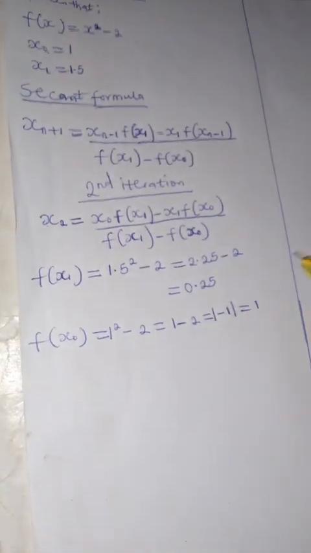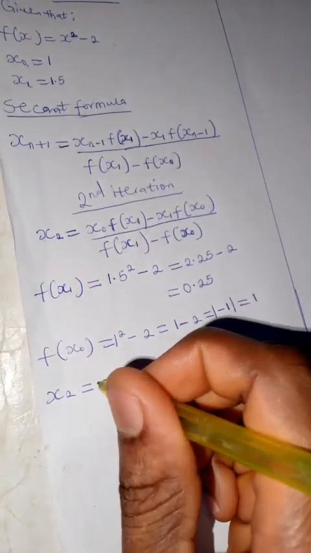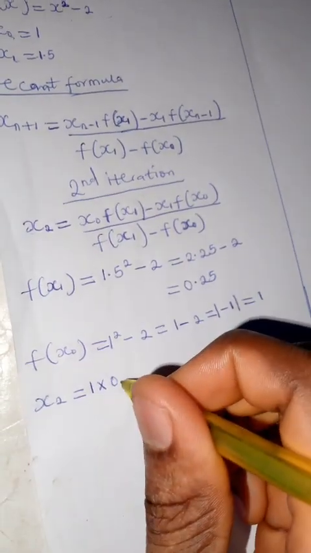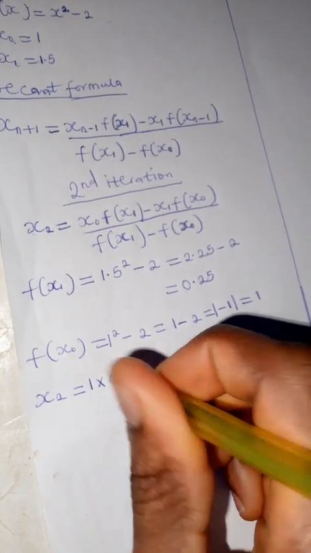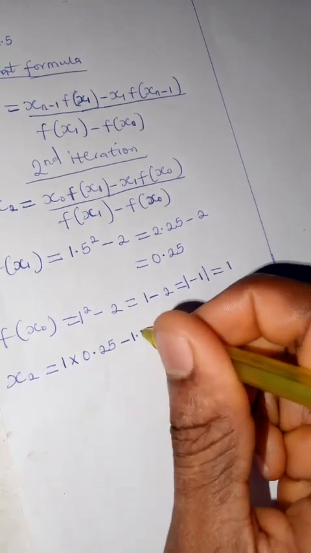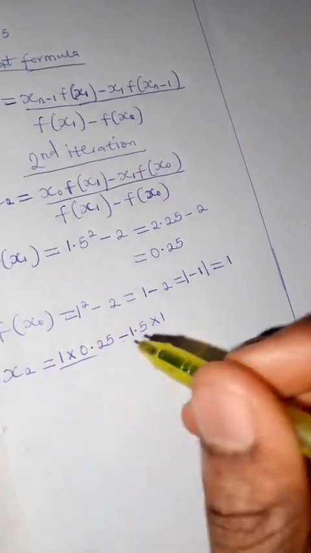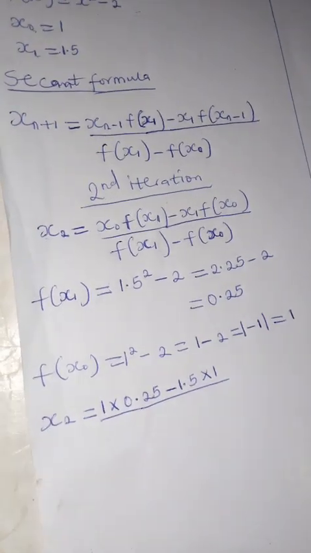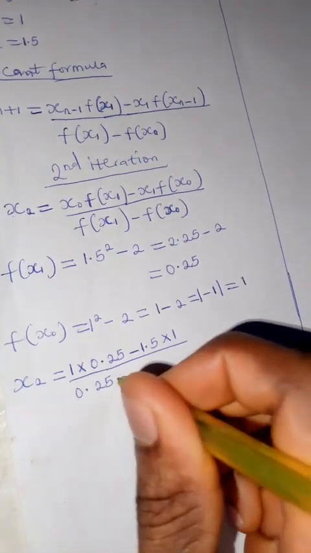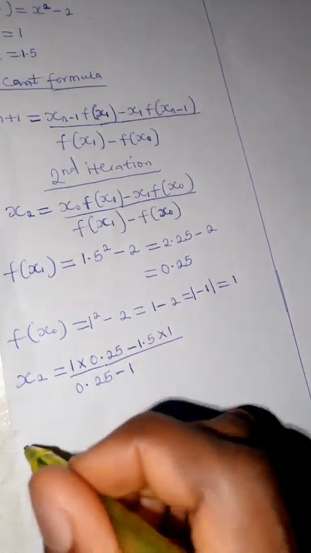Now since we have this, we are going to substitute into this formula such that x2 equals: our x0 is 1, 1 times f of x1, which is 0.25, minus x1, which is 1.5, times f of x0, which is 1, over f of x1, which is 0.25, minus f of x0, which is 1.